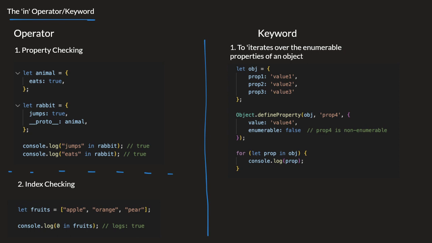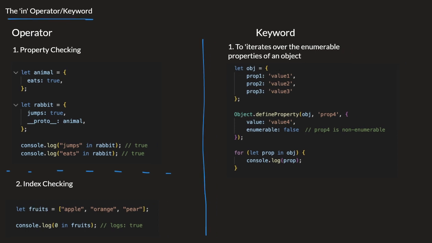This video is about the in operator / keyword in JavaScript. So this in symbol up here serves as both an operator and as a keyword. Before going into how it plays a role in both, let's first understand what an operator and a keyword is in regards to programming.